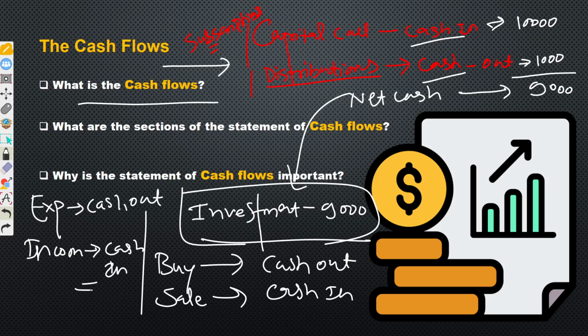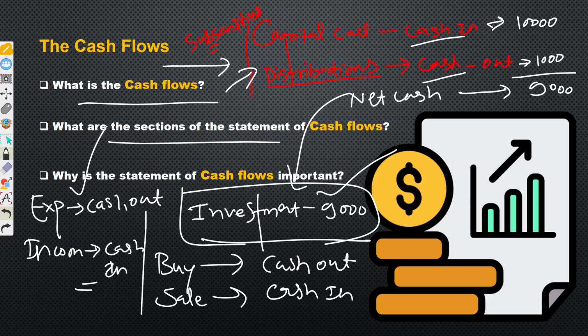So now if I ask you what would be the sections or components of your, sorry, fund flow or cash flow statement. If you see, one is the capital or financing part, you can say. Second one is the investment part. Third one is your operating part, right?